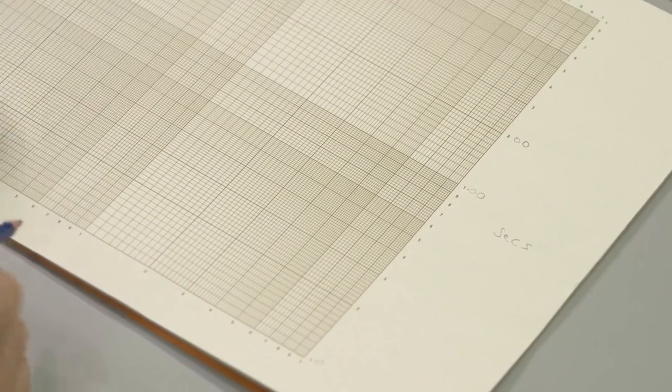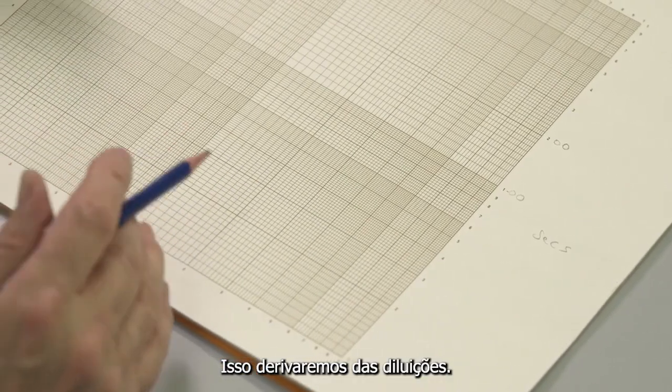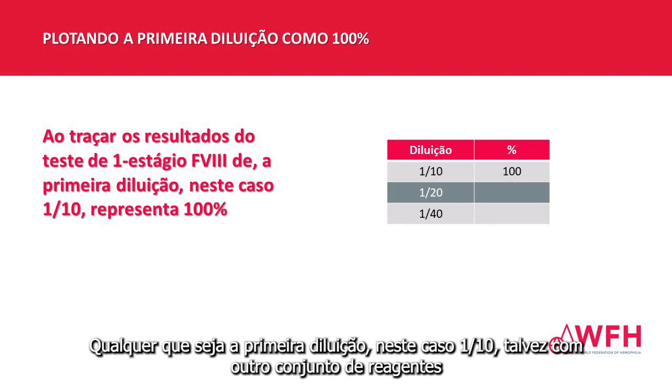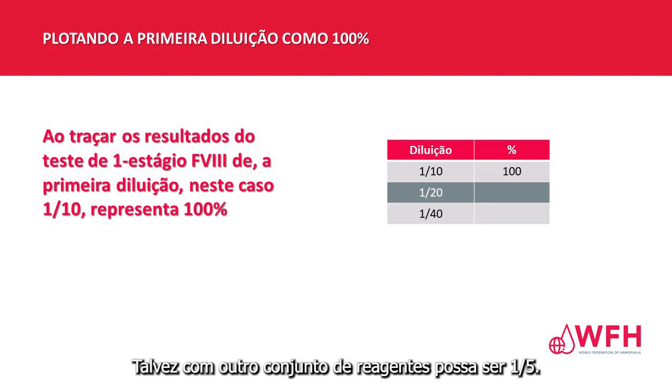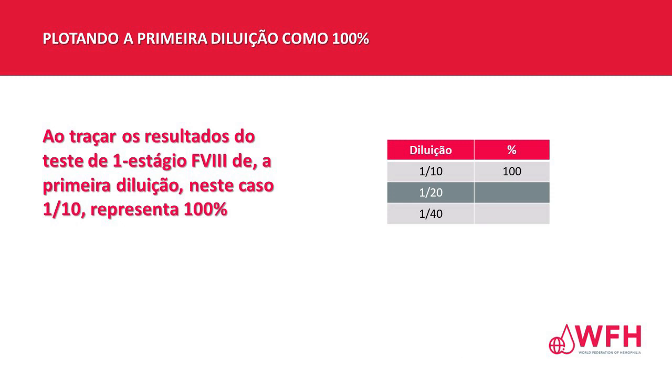Concentration. This we will derive from the dilutions. Whichever is the first dilution, in this case 1 in 10. Perhaps with another reagent set it might be 1 in 5. With even a different reagent set it might be 1 in 20. On this occasion the first dilution is 1 in 10.